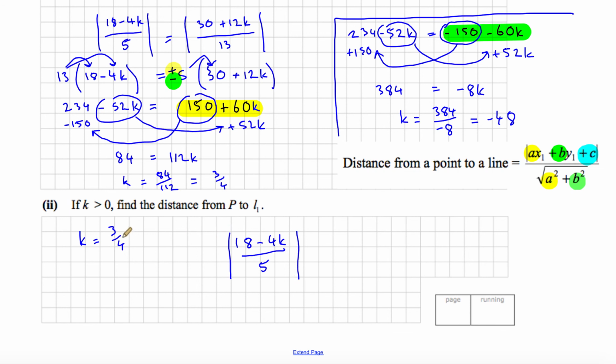So we're just going to substitute 3/4 in here for k, and that gives us the modulus of 18 minus 4 times 3/4, all over 5. And you can do this in your calculator. That gives you a value of 3. So the distance from P to L1, taking the positive value of k, is 3. And that is the end of question 3.